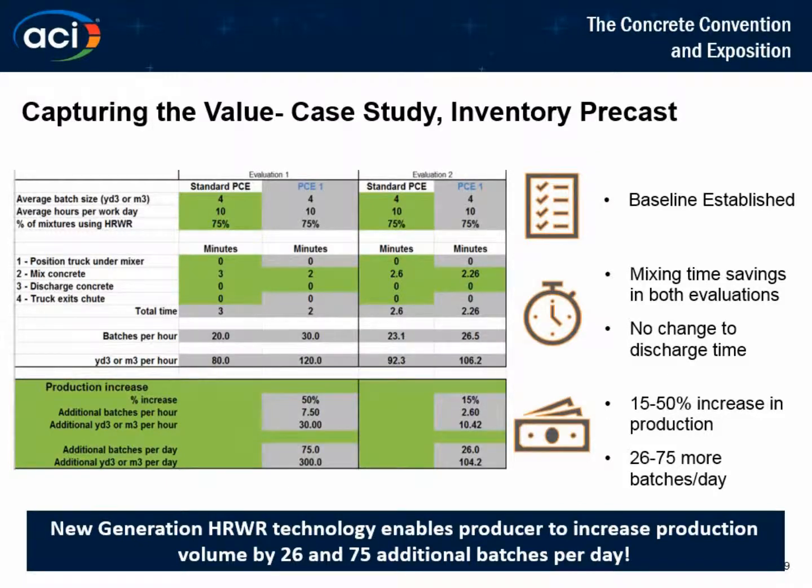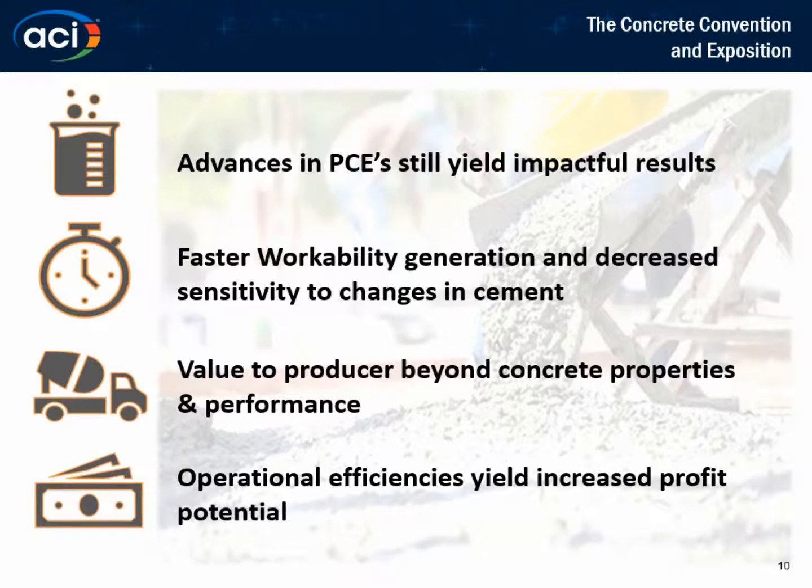So slightly less in terms of what the improvement is, but it still translates into a 15% increase in production. And again, that yields tangible dollars into a producer's pocket simply by leveraging faster dispersing PCE chemistry. So the takeaways here, while that was very fast, I wanted to leave a lot of time for questions.